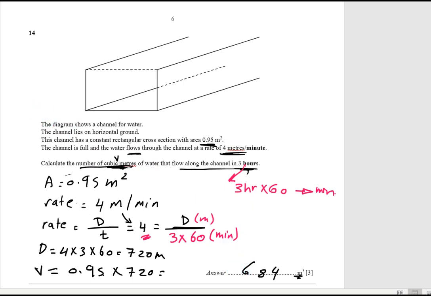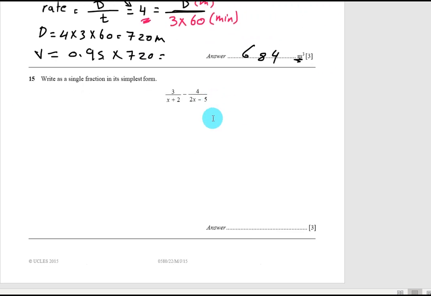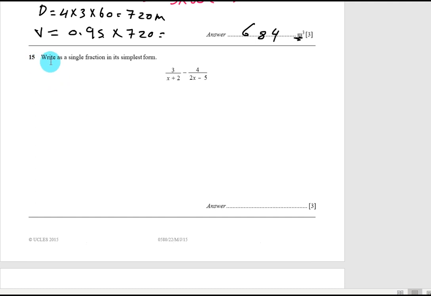Let us go ahead to another question. Now write this as a single fraction in its simplest form. So we have here an expression and we need to write it in the simplest form. So let us write the expression again: 3 divided by x plus 2, minus 4 divided by 2x minus 5.